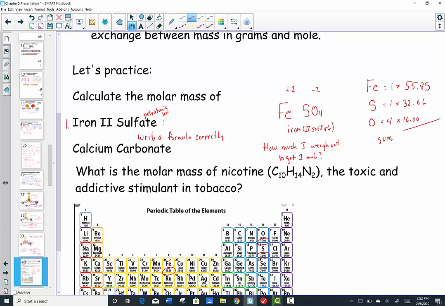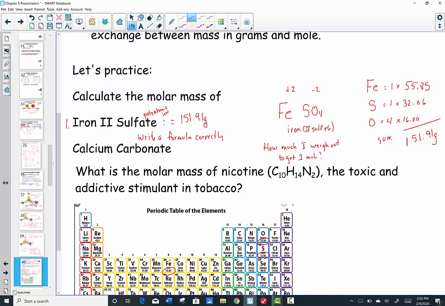Find the sum of all of those atoms. I have to add 55.85 plus 32.06 plus 4 times 16, which is 64, and I get a sum of 151.91 grams. The molar mass, which is the mass of 1 mole of iron 2 sulfate, is 151.91 grams. Shall we try another?